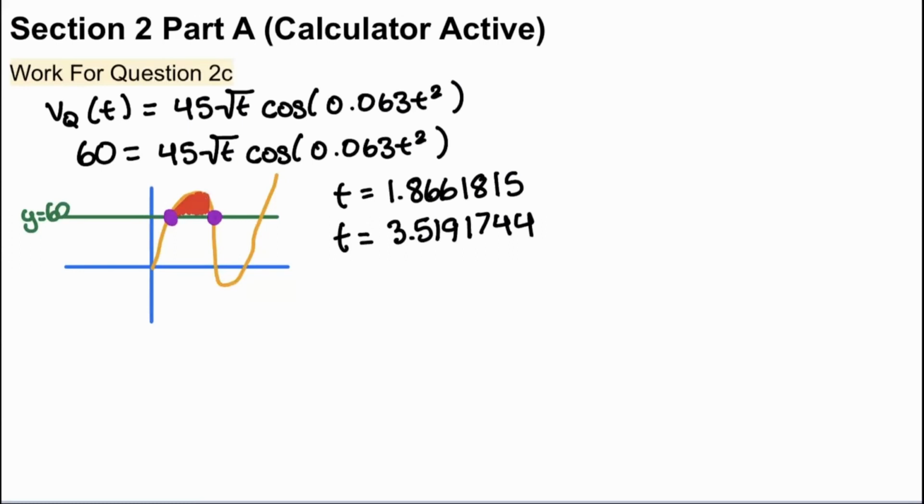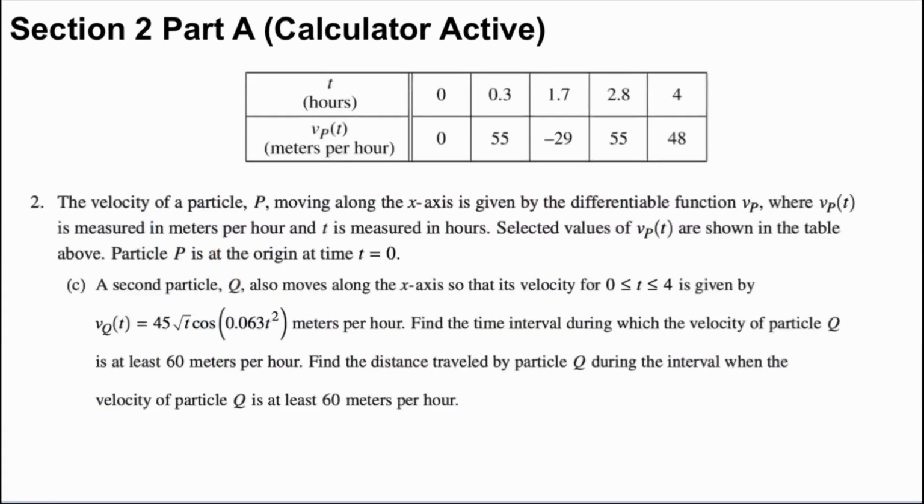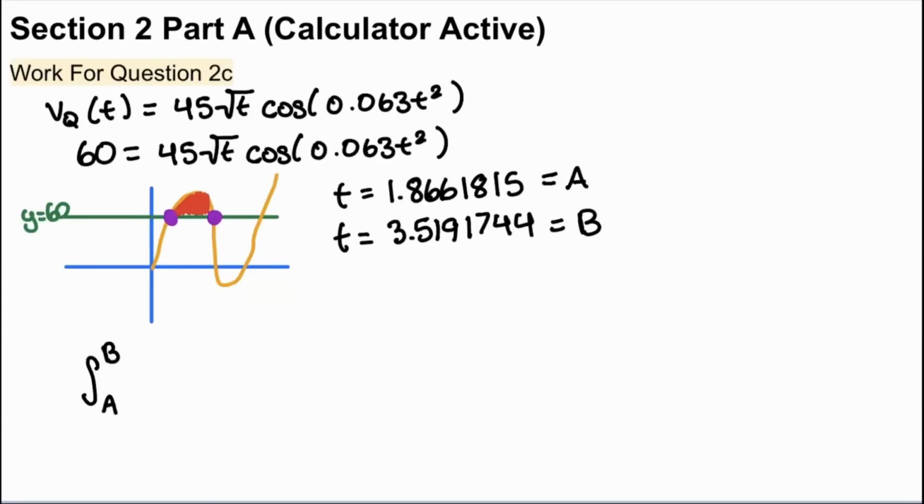And so a little trick, I'm actually going to set this value equal to a, the variable a, and this value equal to the variable b. So now when we find the distance, when we integrate, I can just say this is going to go from a to b instead of writing out that long line of decimal values. And it asks for the distance traveled by particle Q, meaning that it wants the magnitude. It doesn't want the displacement. And so that means we're going to use an absolute value sign. You have to use the absolute value.